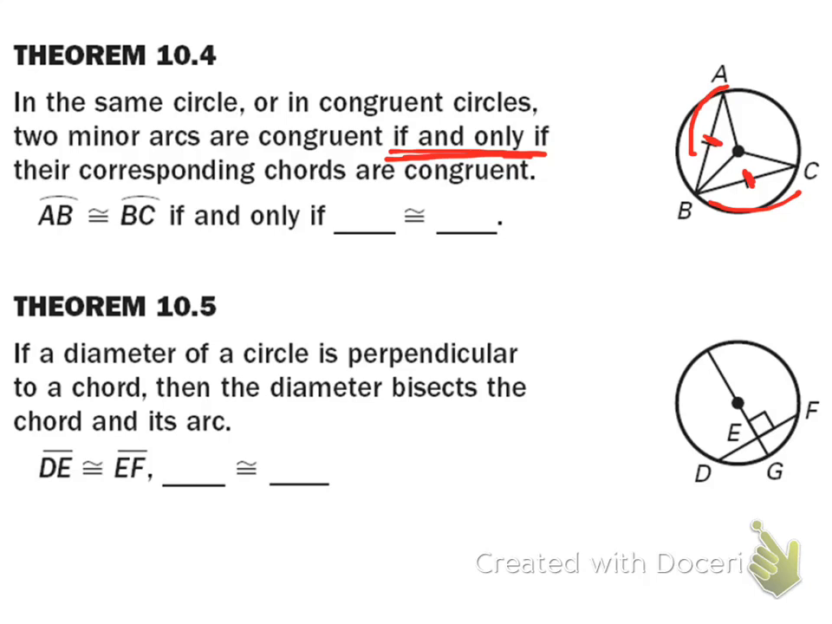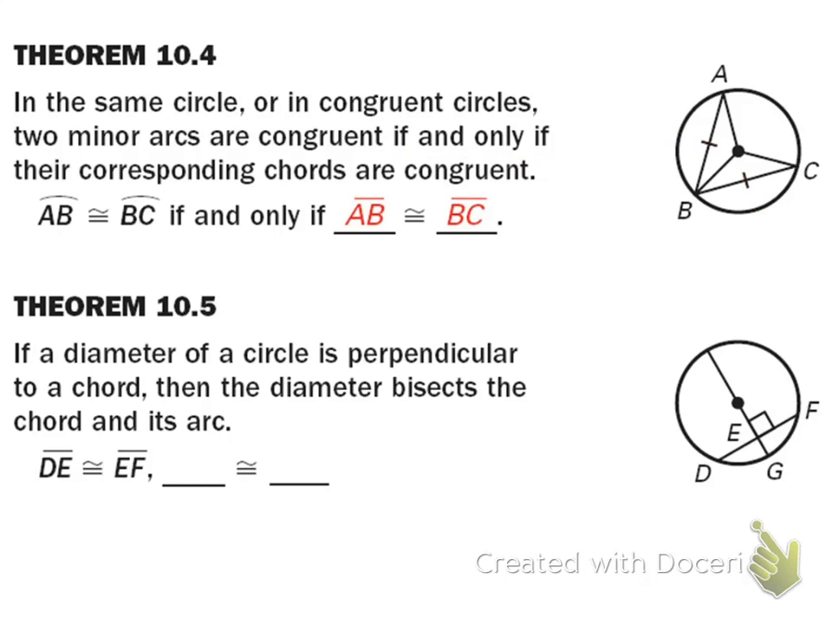We can go the other direction, and we can say that if two chords are congruent, if their arcs are congruent. So true forwards and backwards. Arc AB is congruent to BC if and only if chord AB is congruent to chord BC. So true forwards and backwards. If you know the chords are congruent, the arcs will be congruent. If you're given that the arcs are congruent, then the chords will be congruent. Let's look at the next theorem.